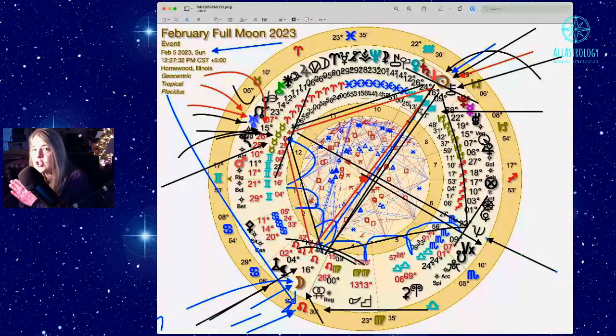Scorpio is our shared values. Our shared values. How can we find commonality? Where can we find common ground? What do you value and what do I value? What values do we have in common? That is Scorpio energy. And typically it's related to the past, right?